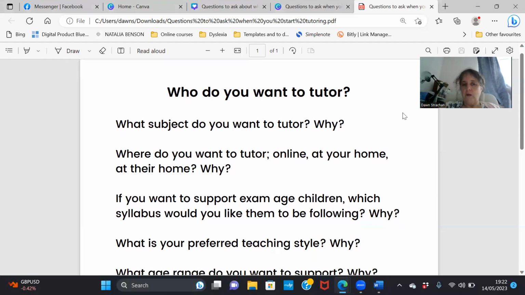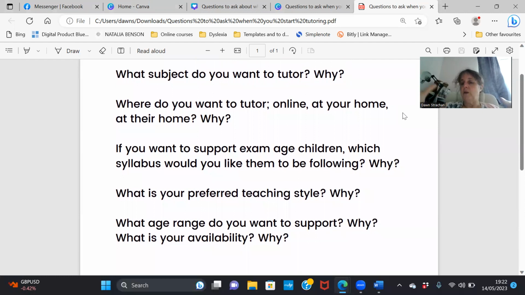Next, you want to think about where you want to tutor. Do you want to tutor online, at your home, at their home, at a tutoring centre maybe? And again, ask yourself why. Is it because if they come to your house, it's easier? Is it because you've got children or whatever to look after at your own home? Or is it easier if you do it online because that way you haven't got to prepare physical resources and you don't have to travel?